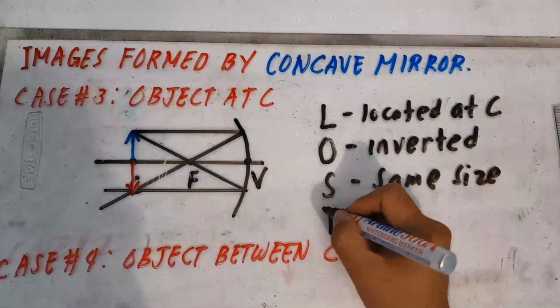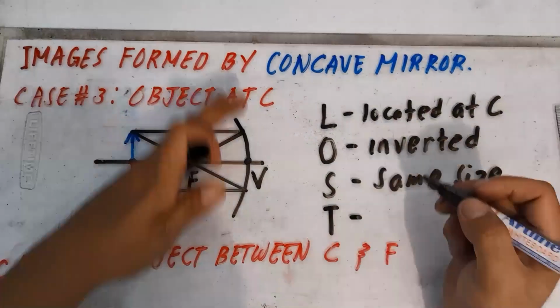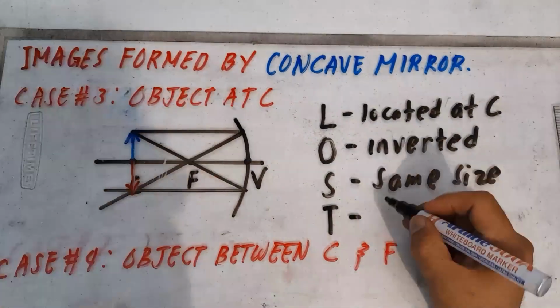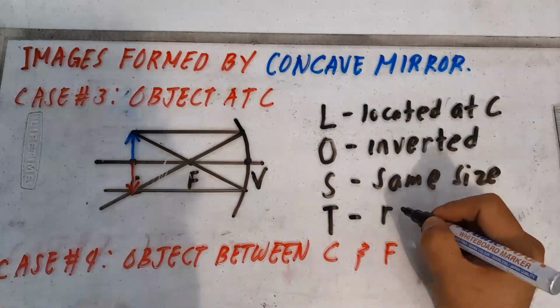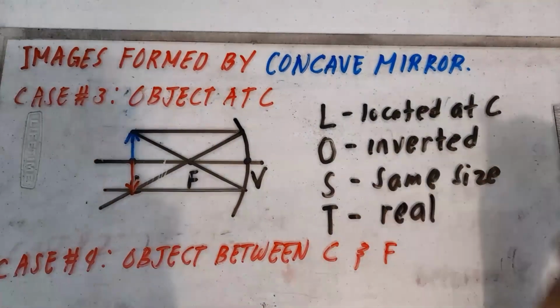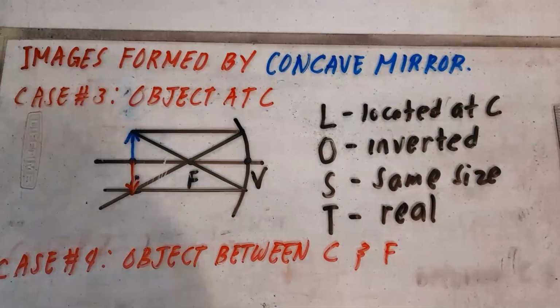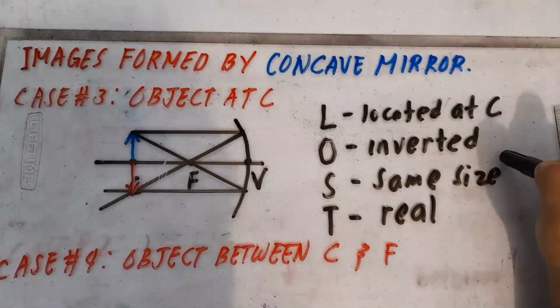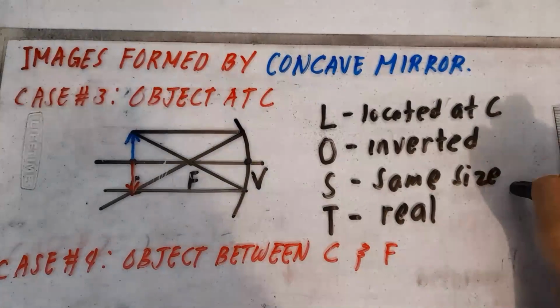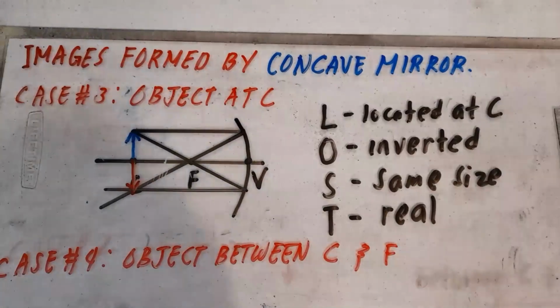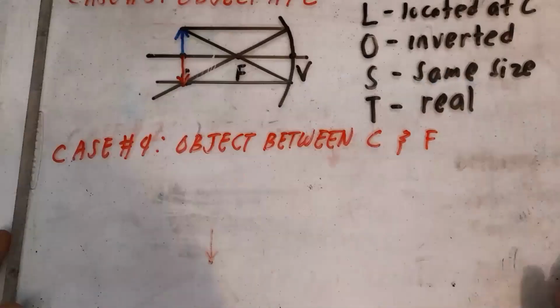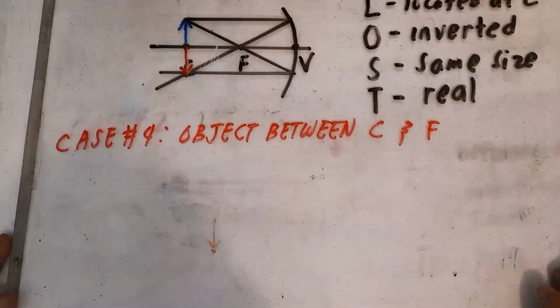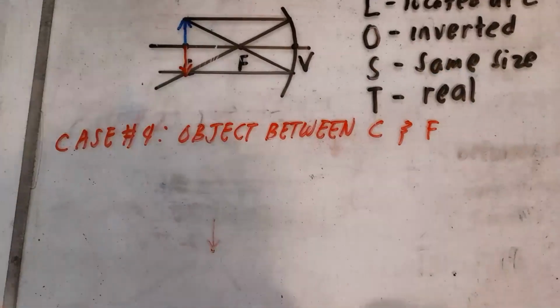And the type, since it forms in front of the mirror, will have a real image. Okay, just to summarize, the image formed when the object is at the center is located at the center, inverted, same size, and real. Okay, let us now proceed to case number 4. This time, the object is between the center and the focus.